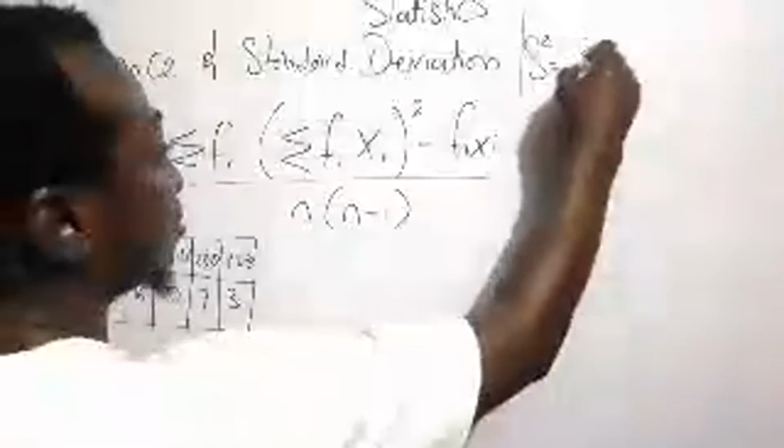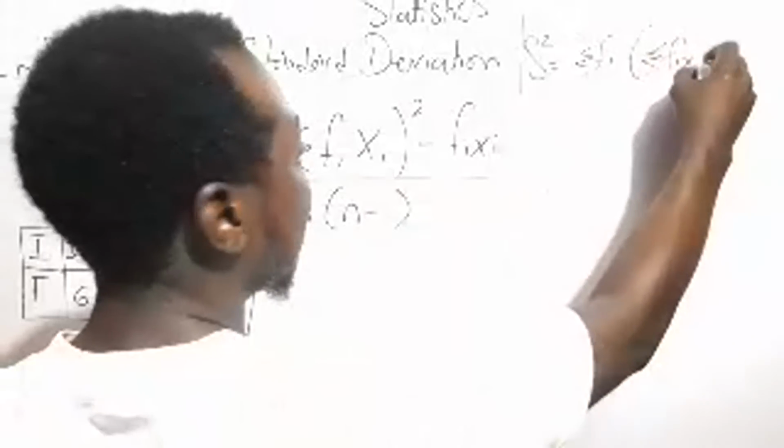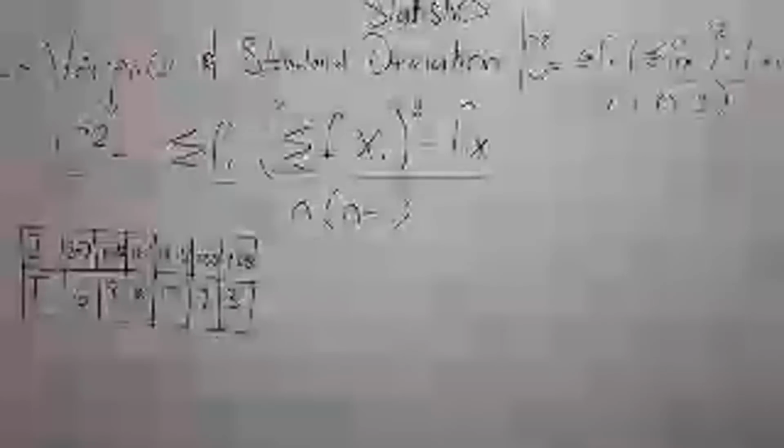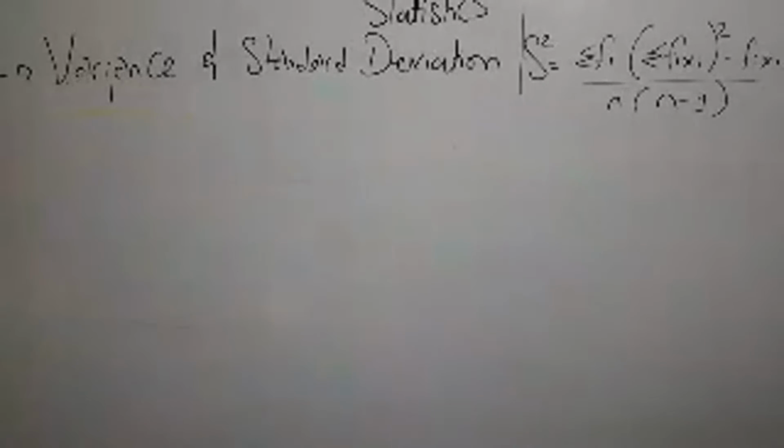So now I have S squared equals the summation of Fi into bracket summation Fi xi, close bracket, raised to the power of 2, minus Fi, all over n minus 1, then we have n. Now that we've seen the table already, there's no need going back and forth.